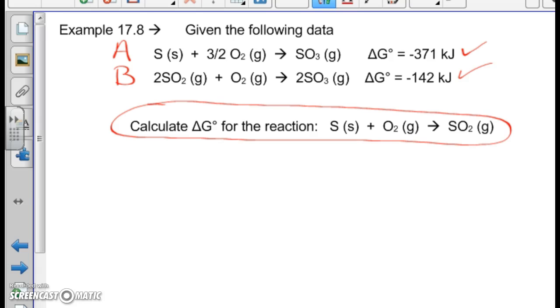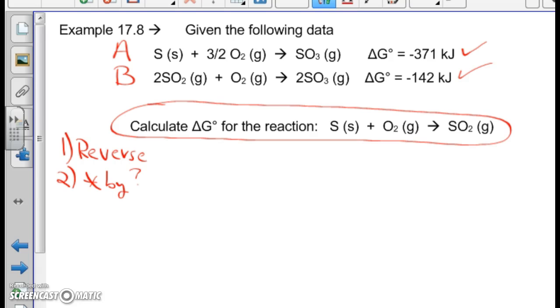Remember, we ask our two questions. First question is, do I reverse? Second question, do I multiply by anything? Those are the two questions we ask for each piece of the puzzle. A and B are puzzle pieces, trying to get to the one I've circled. So, what in A do you see that would be useful in helping us rearrange to get to our unknown?